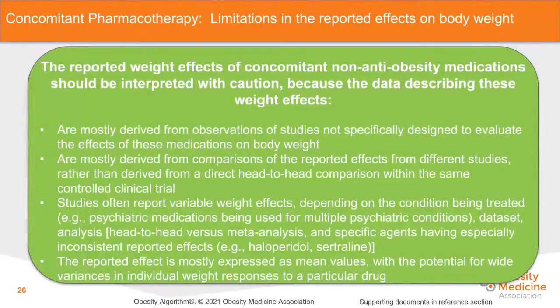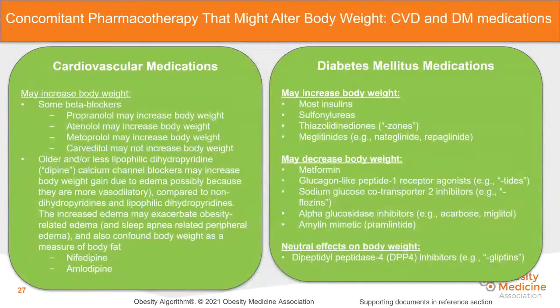The thing you need to know about concomitant medications is to be very cautious in how you read the literature. For example, if you look at antipsychotics, many of them are shown to increase body fat, but not for everybody. And these studies weren't done specifically to look at the effects of antipsychotics on body weight. So you get a mean value or a median value, but the variability is extraordinary. You can put somebody on an antipsychotic and they may actually lose weight. So it's very hard to look at an individual patient and predict what's going to happen with some of these medications. But you can look at the overall results, and yes, many antipsychotics can contribute to weight gain.